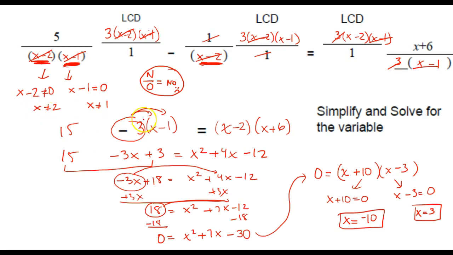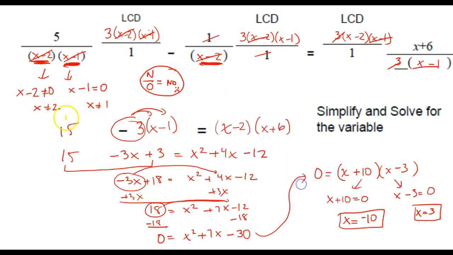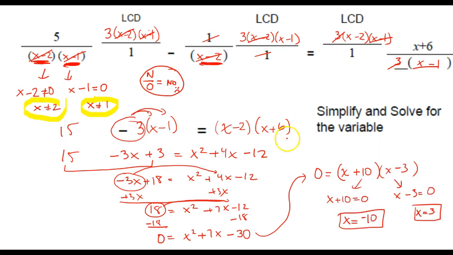And as I match them up, I'm going to look and see. I'm just going to highlight and see. That's my excluded value there, and my excluded value there. Hey, I didn't get any excluded values, so that means these two are my solutions.